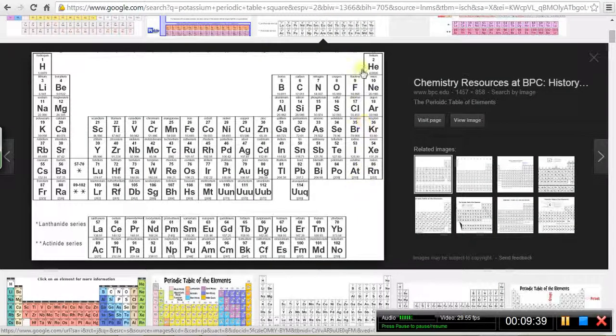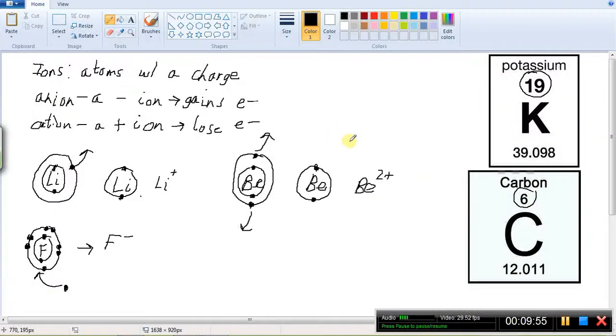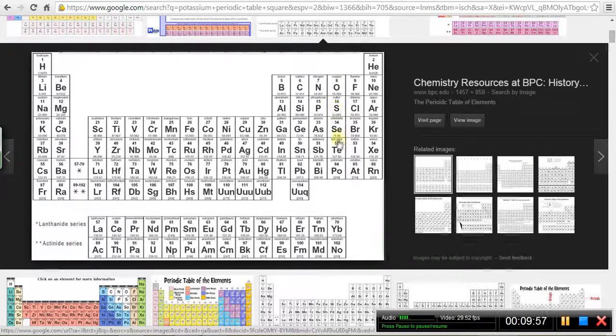And you can do the same thing over here on the right side. So these all have 7 in their outer shell. If you go in to this column here, starting with oxygen, those all have 6 in their outer shell. So they need to gain 2 electrons to be 8, and so these will generally, starting with oxygen, gain 2 electrons.